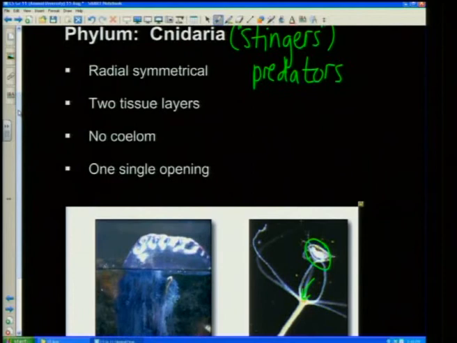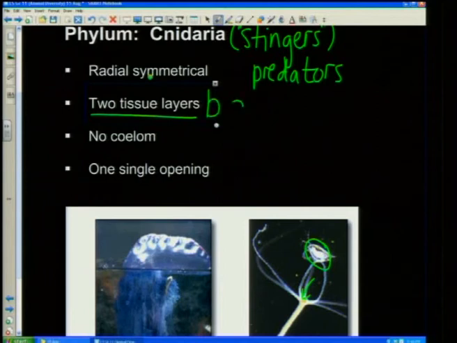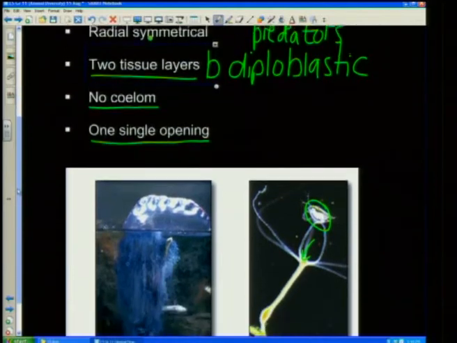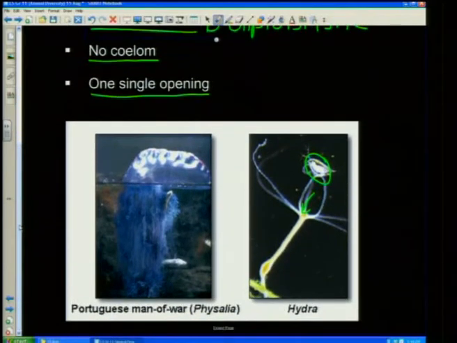Radially symmetrical. Two tissue layers, which means that they are diploblastic. Remember that term. No coelom. And there's only one single opening, and that is the mouth. If you look at this hydra, like I explained, there's no through gut. There's only one opening, so this animal ingests and egests through the same opening.